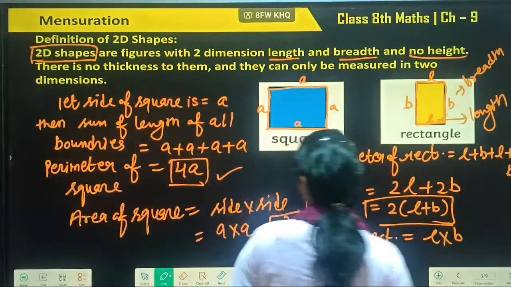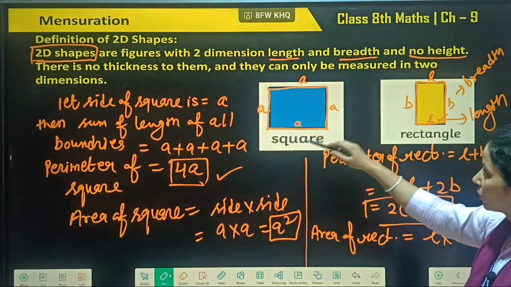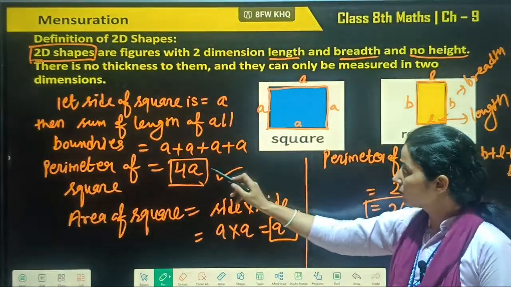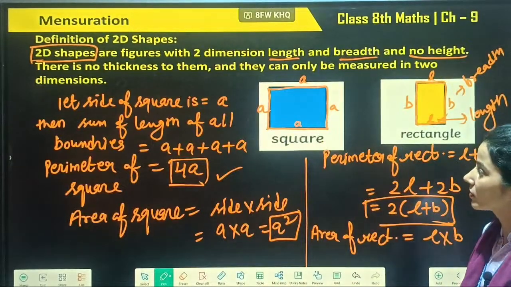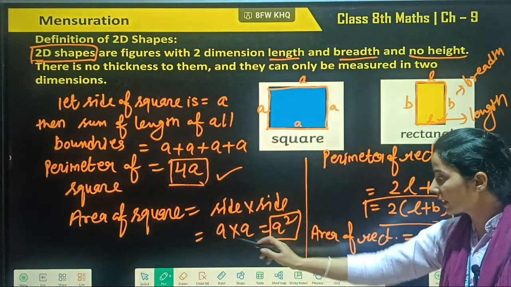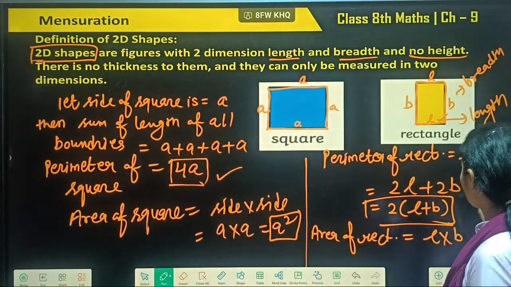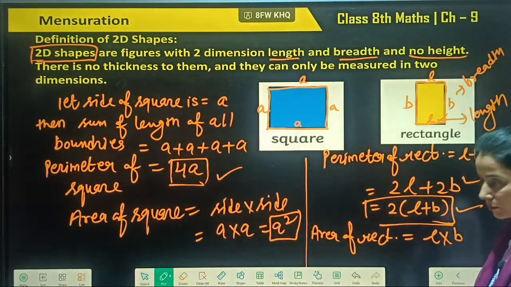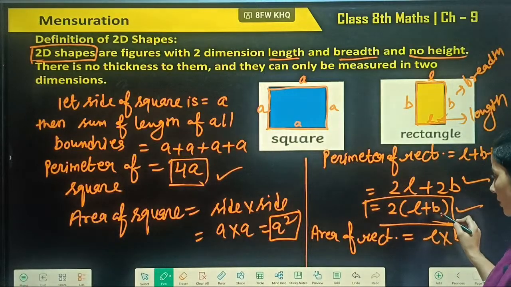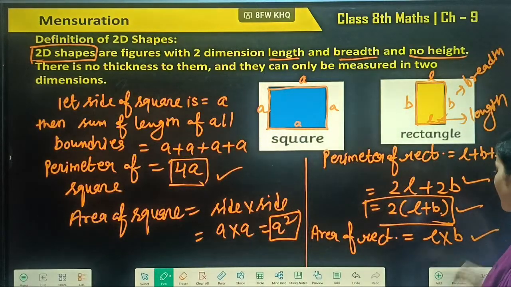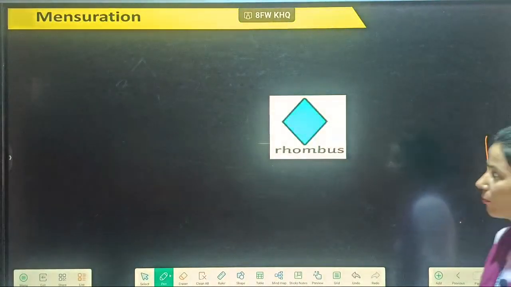Now in 2D shapes we studied square and rectangle. Perimeter of a square will be the sum of the lengths of all sides, that is 4a, and what will be its area? Area will be side into side, that is a square. And perimeter of a rectangle is 2 into L plus B, and area of a rectangle is L into B.